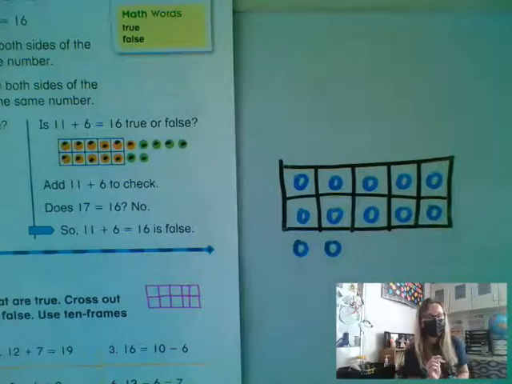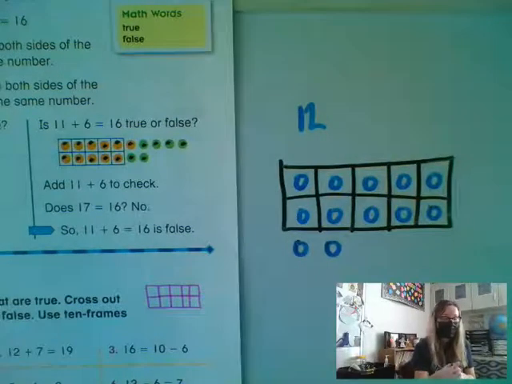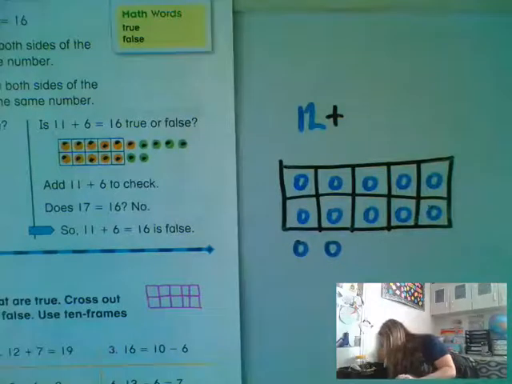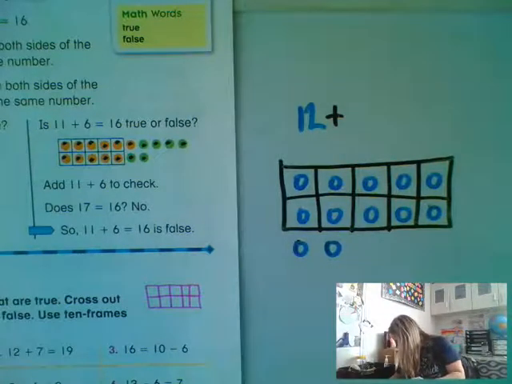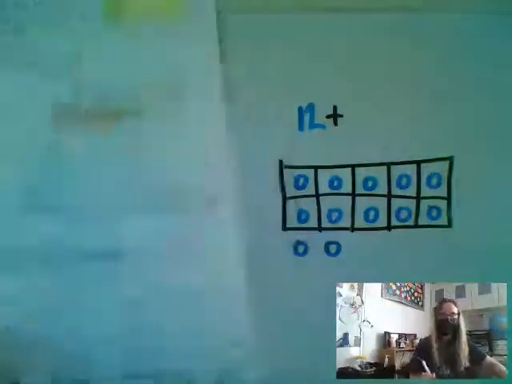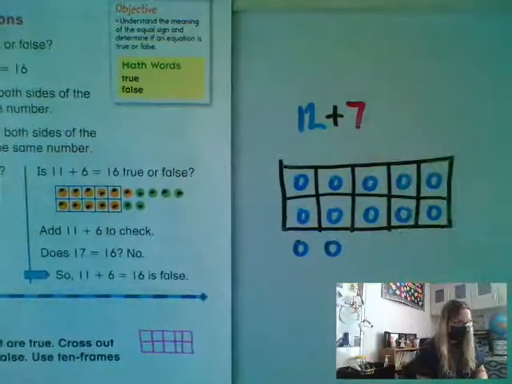So there's my first number, 12. Okay? And then I'm going to add 7 because my next number is 7. What happened to my markers? My markers disappeared. Here they are. Okay. So now I'm going to draw 7 more because it's 12 plus 7.